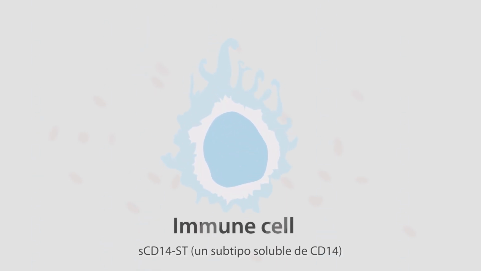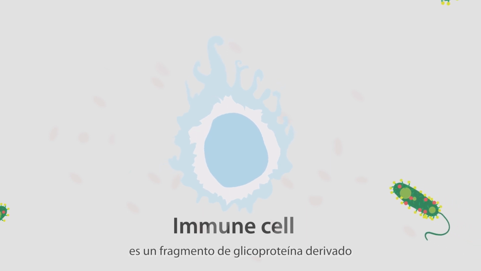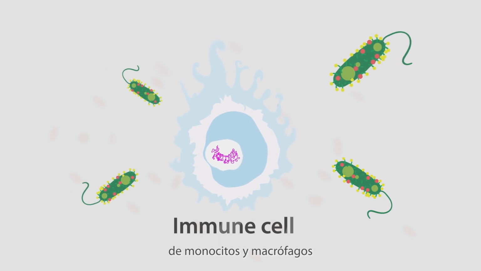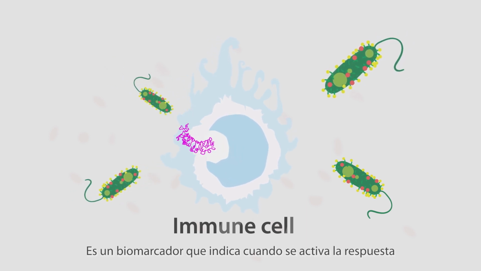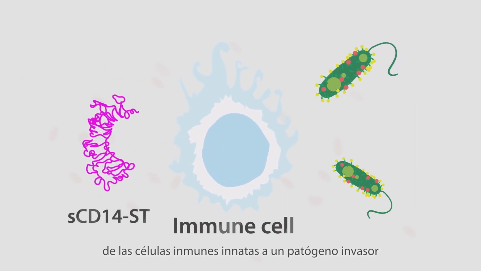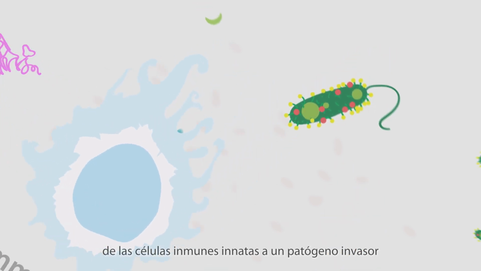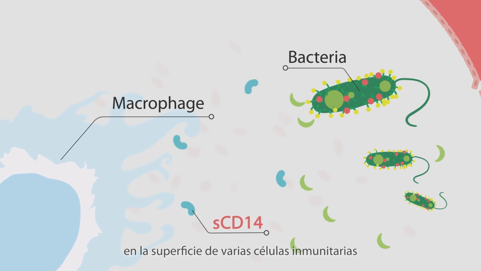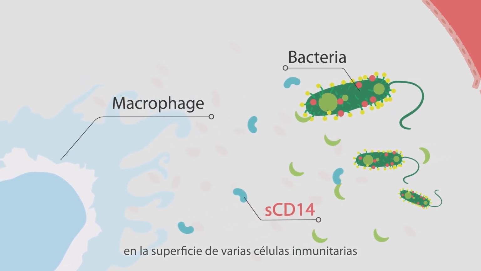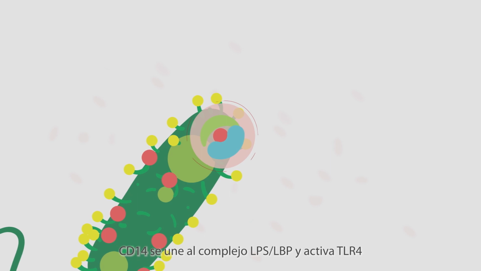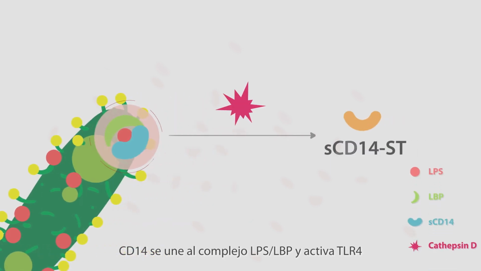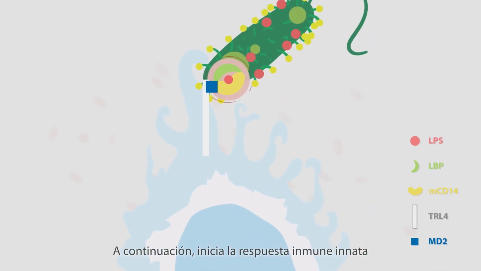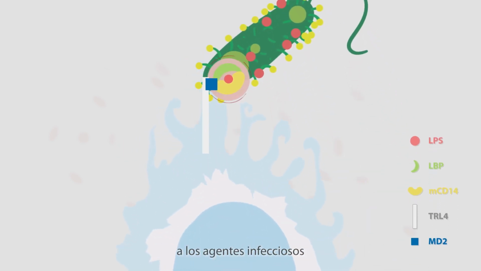sCD14ST, a soluble subtype of CD14, is a glycoprotein fragment derived from monocytes and macrophages. It is a biomarker indicating the activation of innate immune cell response to an invading pathogen. As a result of such response, CD14 will be expressed on the surface of various immune cells. CD14 binds to the LPS-LPB complex and activates TLR4. Then, it initiates innate immune response to infectious agents.